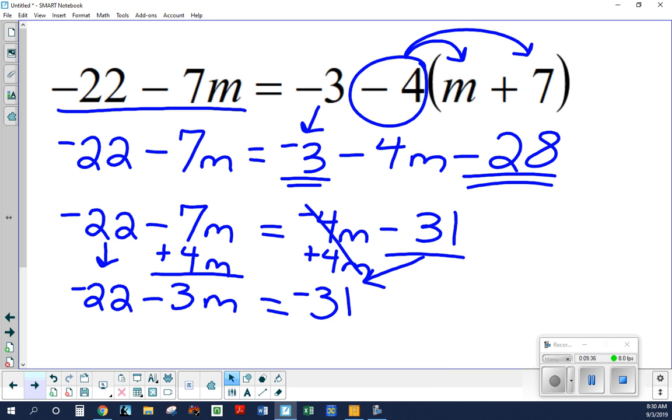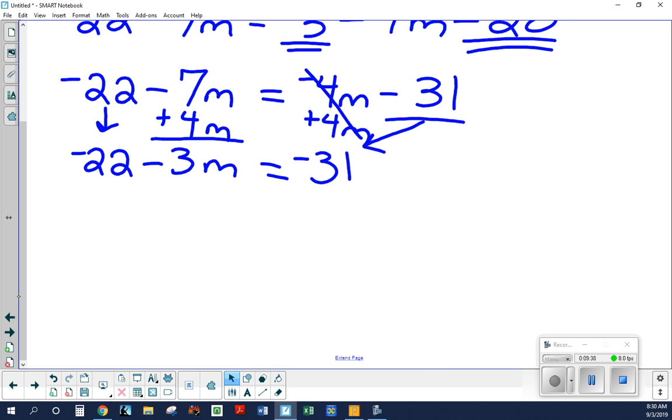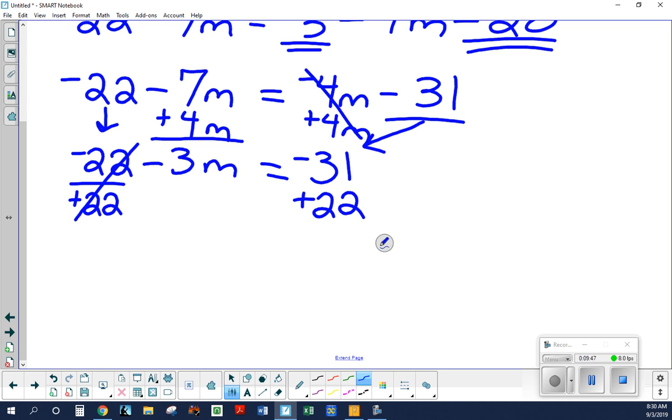It looks kind of like a 2-step equation right here. So we need to move this 22 over first by adding 22 because it's a negative 22. So to cancel out a negative 22, we add a positive 22. This just gets dropped down and we rewrite the equation each time. We do this addition right here. That's going to be negative 9.